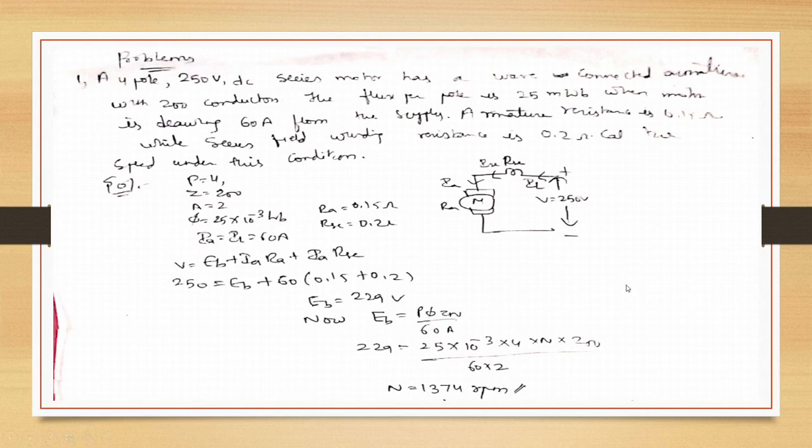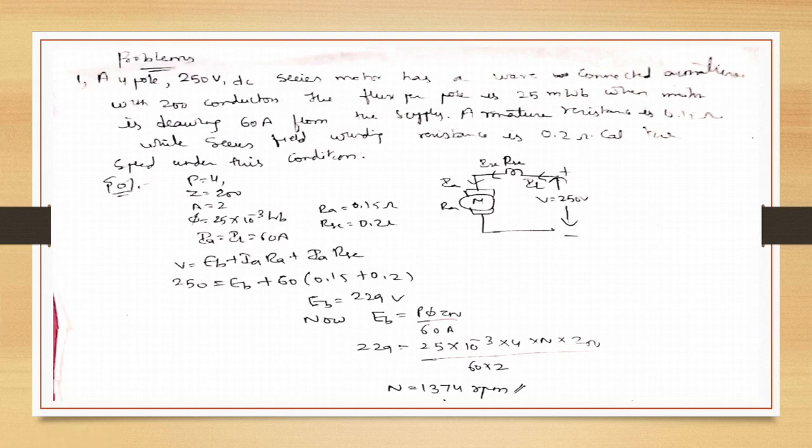Sometimes the series motor diagram is not given, or sometimes it may be given. But whatever the case may be, you draw the diagram of whatever type of motor is given. So the series motor is given, so draw the diagram of the series motor and write the given data. P equal to 4, Z is 200, A is equal to 2, flux is given as 25 milliweber, that is 25 into 10 power minus 3 webers. Armature resistance is 0.15 ohms, series resistance is 0.2 ohms. IL is 60 amps. We now write the voltage equation for the series motor.